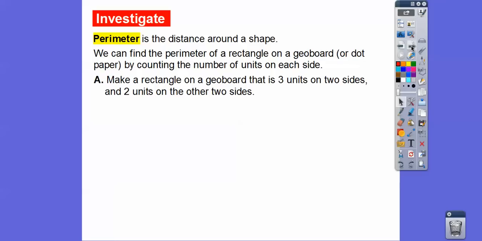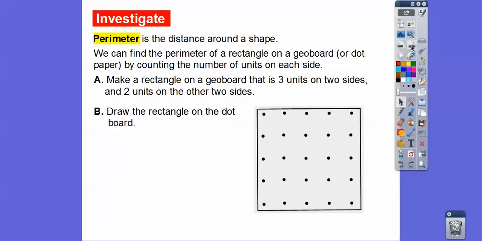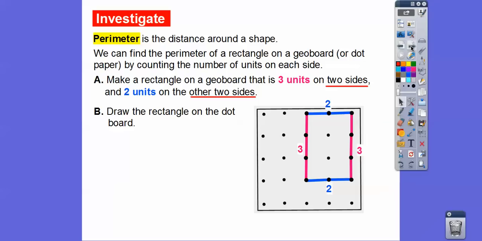We're going to make a rectangle on a geoboard or dot paper. If you have dot paper, you can just use your pencil and draw it. That's 3 units on two sides and then 2 units on the other sides. Here's our dot paper or geoboard. Geoboards usually have rubber bands, so we're going to go 3 units by 2 units. Each one of these spaces is 1 unit, so we'll go 1, 2 and then 1, 2, 3 down. So if we go 2 units over, I'm going to put 3 on the other side and 2 on the other side. I know it doesn't look like a perfect rectangle, but if you're drawing with drawing tools like I was, it's not going to be perfect.